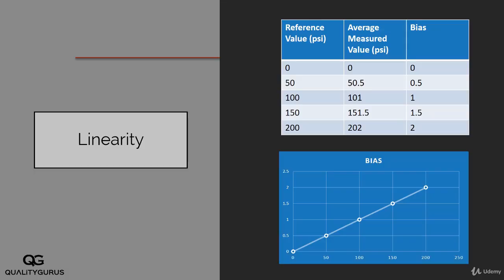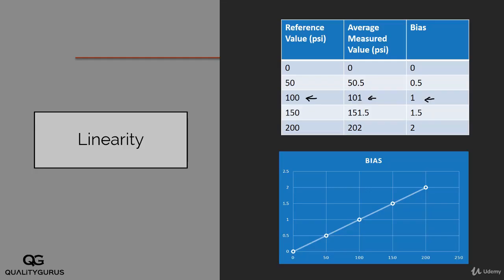So here I have a similar example where the gauge I was using had a reference value of 100 psi, and the average of 6 measurements comes out to be 101, and based on that I said that the bias is 1 psi. I do a similar thing at different points in the measurement range. This particular gauge was from 0 to 200, so I take 6 measurements at 0 psi, 50 psi, 100 psi, 150 and 200. I find out the bias at each of these points.